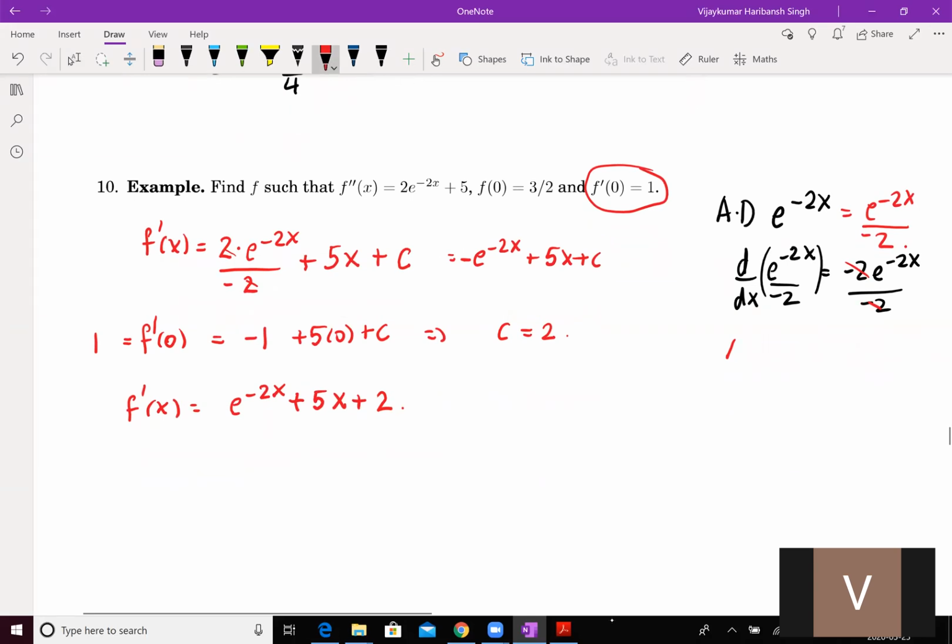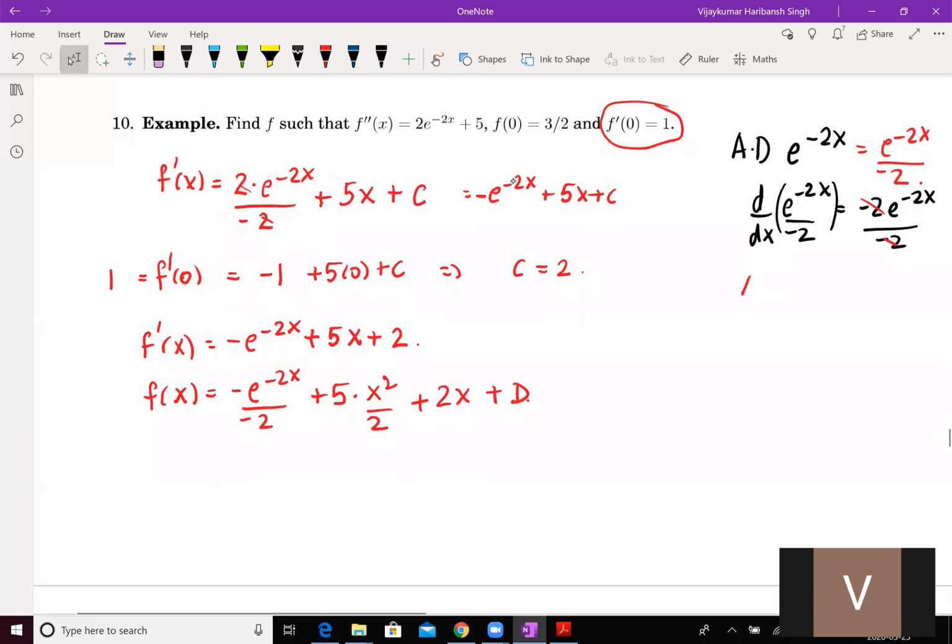Now let's take the antiderivative of this. f of x is going to be the antiderivative of this. Let's see what is the problem. That's right. Thanks. Now f is again the antiderivative of this, which is going to be e to the power minus 2x divided by minus 2 plus 5 times the antiderivative of x squared. Sorry, the antiderivative of x is x to the power 1 plus 1, which is 2, divided by that power, plus 2x plus d.